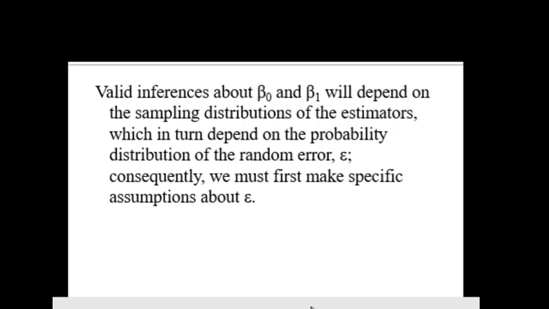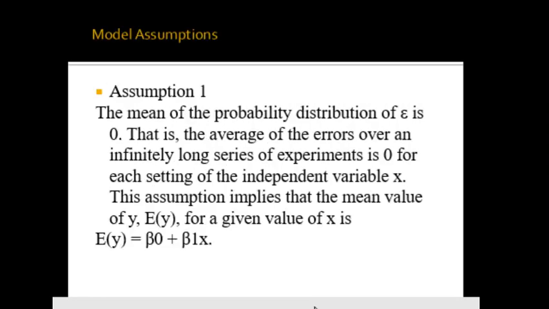So for doing that, we will have to base our inferences on the sampling distribution of the estimators of beta 0 and beta 1. And in turn, we will have to check some assumptions about these random errors, epsilons. There are 4 assumptions that we check about the epsilons, and based on that, we can come up with an estimate for beta 0 and beta 1. The first assumption is that the mean of the probability distribution of the error terms is 0.